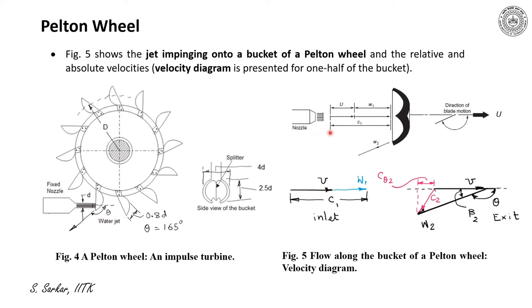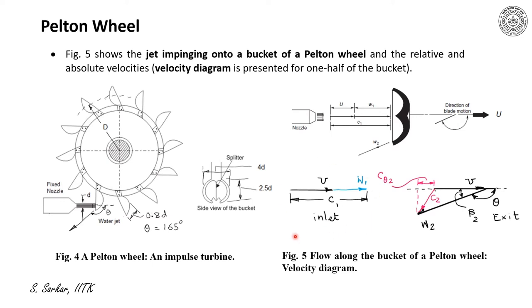So I have considered C1 to be the absolute velocity of the jet which is created by the nozzle, and U to be the bucket's speed. Therefore, W1 is the relative velocity at inlet to the bucket, and W2 is the relative velocity at exit from the bucket. And hence I have drawn the velocity triangle here in Figure 5. So thus U plus W1 would be equal to C1, and U and W1 will be projected in a line which is the direction of motion of the blade.